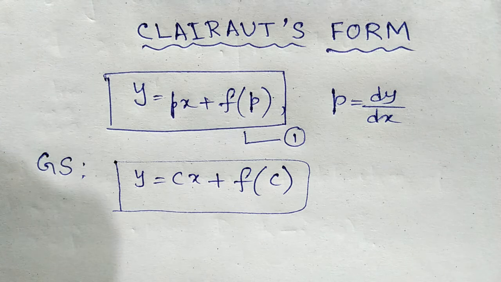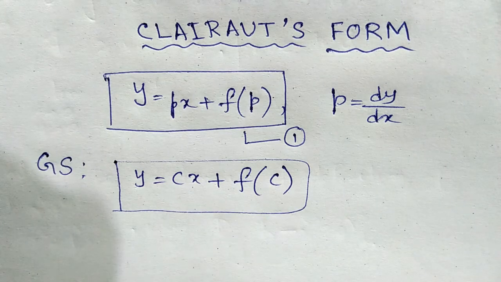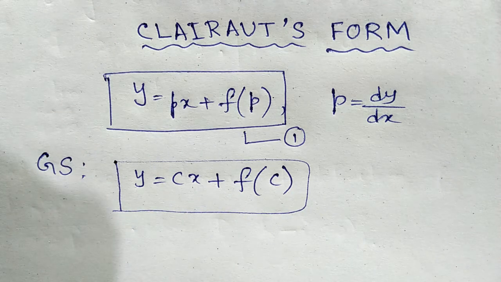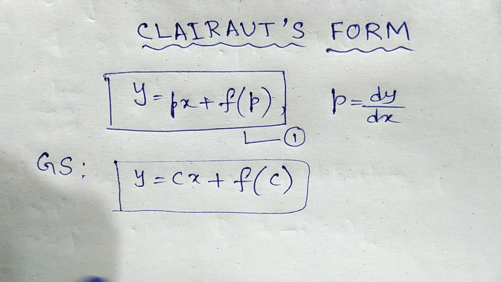Now suppose the general solution of (1) be y equal to cx plus f of c, where c is an arbitrary constant. In the previous class, we discussed that a general solution represents a family of curves. So here, this general solution represents a family of straight lines, as we can see. So, the general solution of (1) represents this family of straight lines.